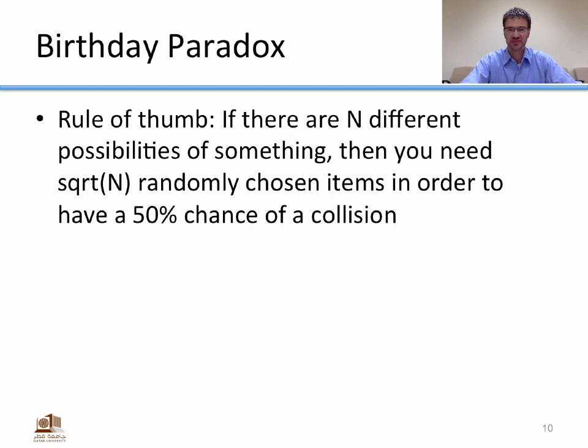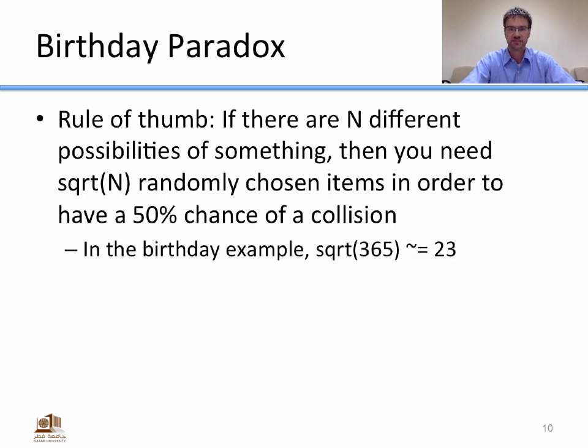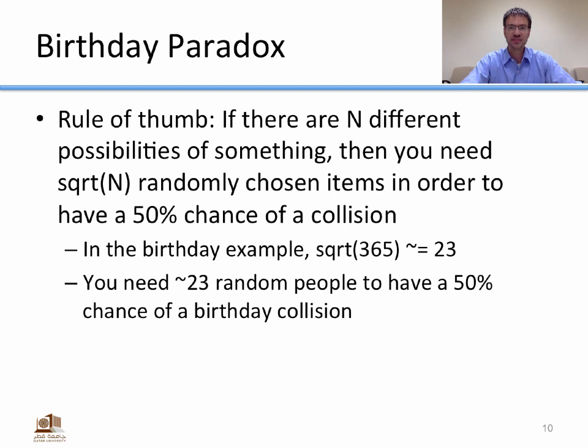So what does that mean for the birthday collision idea? Well, if there are 365 different possibilities of birthdays, well, the square root of 365 is about 23. So the answer to our birthday collision question is that we would need about 23 random people before we have a 50% chance that 2 of them have the same birthday.